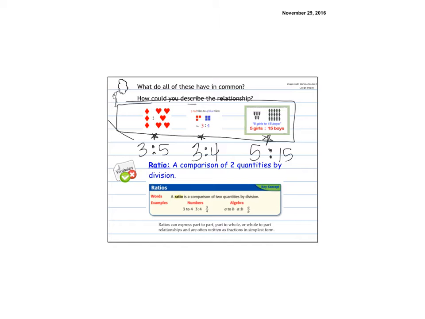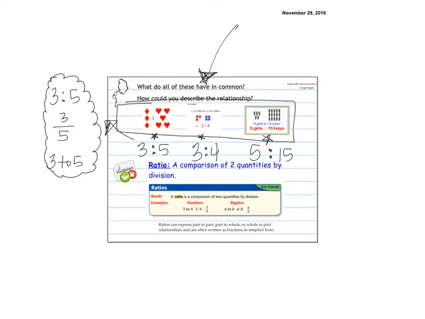If we look at this diamonds to hearts once again, I could write it 3 diamonds to 5 hearts, or 3 diamonds to 5 hearts, or 3 diamonds to 5 hearts. So you want to know how to write ratios all 3 different ways. If you take one of these examples and write it these 3 ways, we say it the same. I would say 3 to 5 for all of these, but we can write it differently.